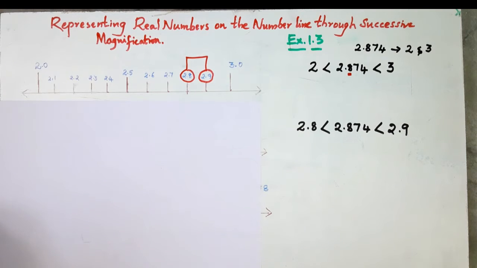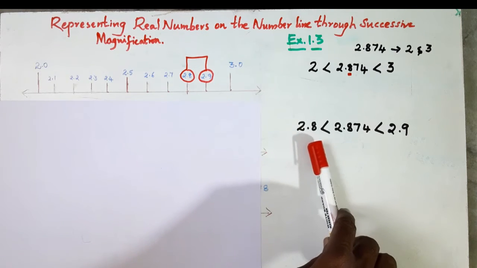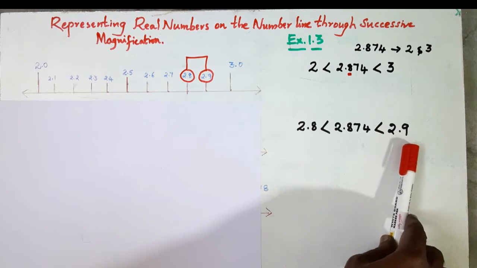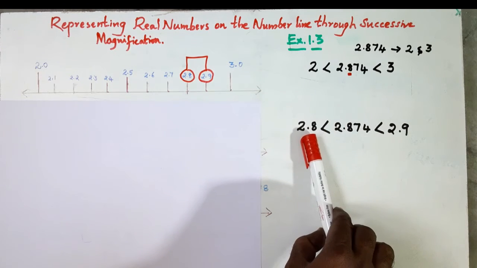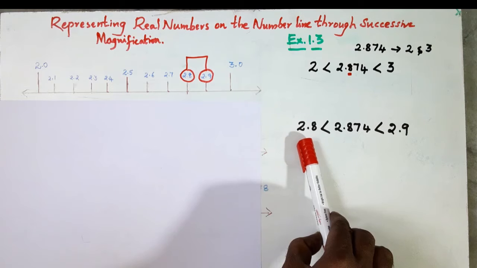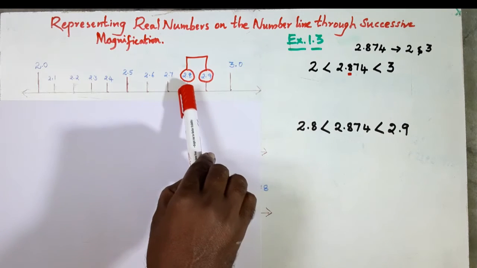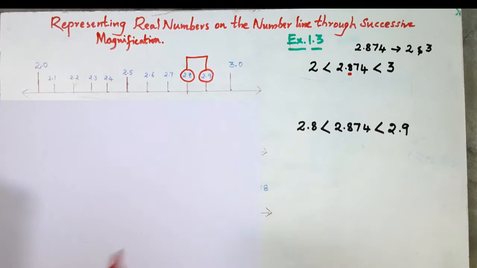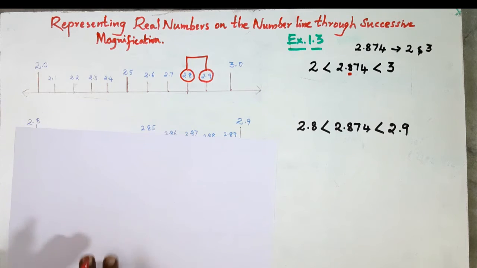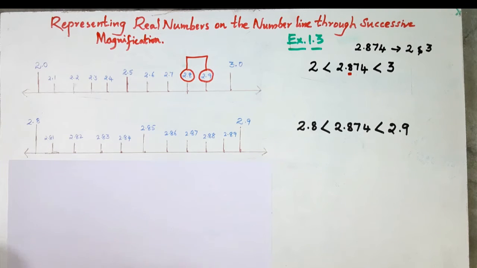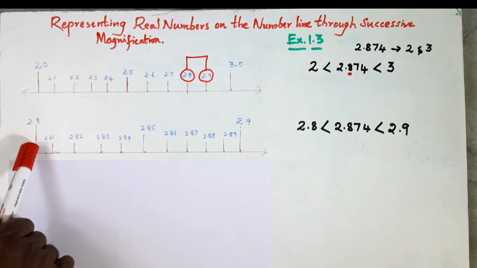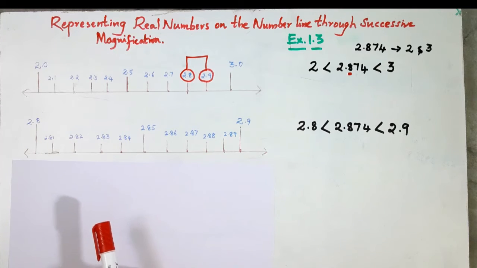Okay, see my dear children, now here 2.8 and 2.9. Now we have moved to the first part after the decimal. Again you have to take a number line between these two, 2.8 and 2.9. So let us see what the decimal part is. We have taken 2.8 and 2.9.